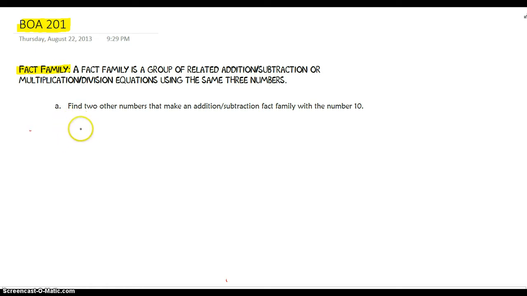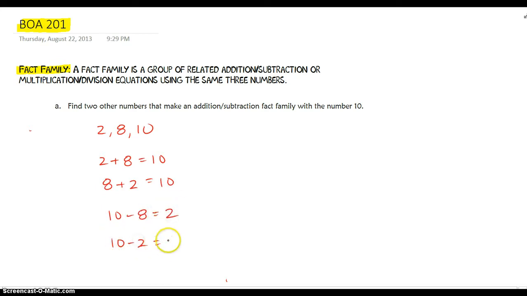the number 10. So I'm going to pick 2, 8, and 10. The way they make a fact family is that 2 plus 8 equals 10, 8 plus 2 equals 10, 10 minus 8 equals 2, and 10 minus 2 equals 8. All of these are true equations.